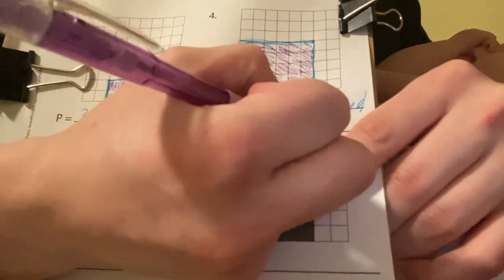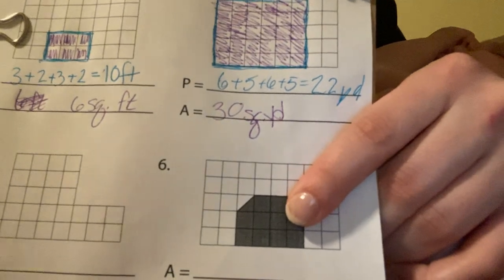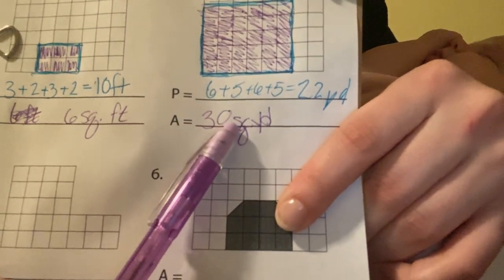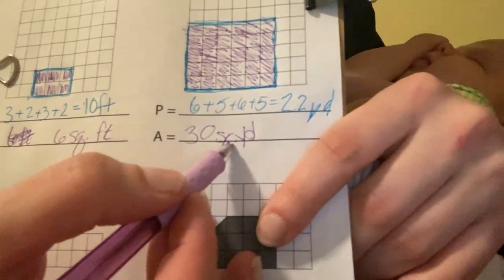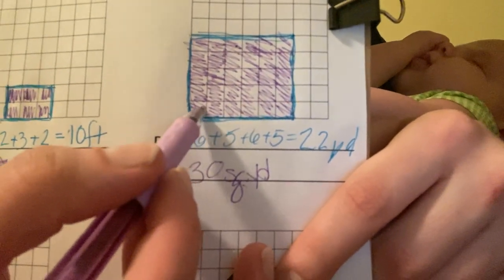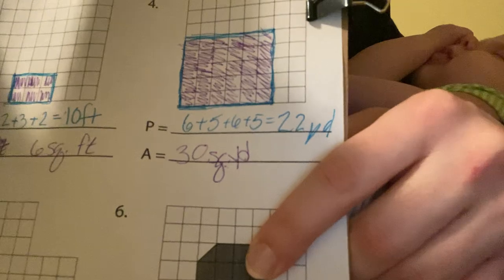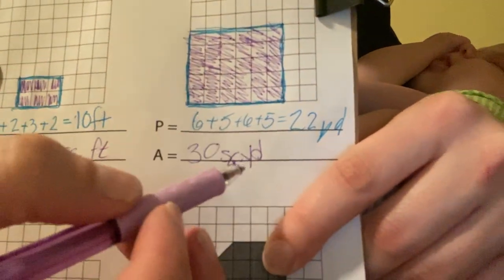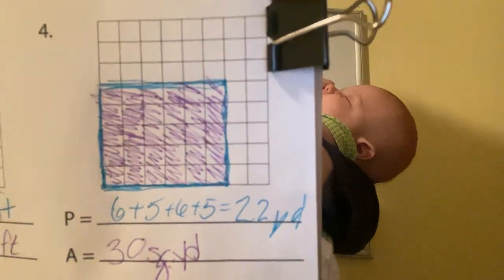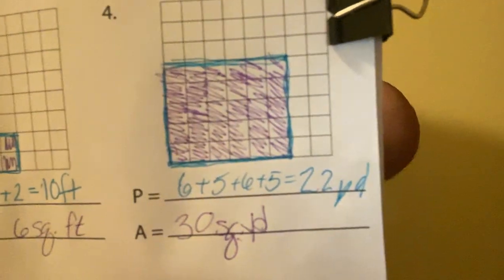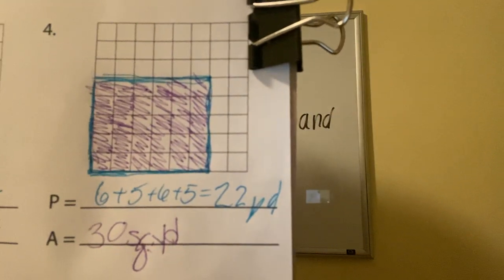square what? 30 square yards. 30, ooh, my SQ and my Y are kind of funny. SQ period, by the way, is what I'm using for square. Remember, square meaning that the units inside are all the same shape, all the same size. 30 square units for number 4. The perimeter around it is 22 yards. The area inside the shape in the purple is 30 square yards.